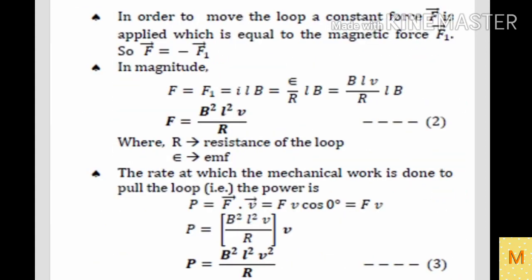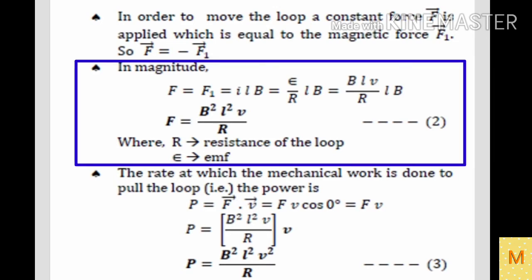In order to move the loop, a constant force F vector is applied which is equal to the magnetic force F1 vector. So F vector is equal to minus F1 vector. The magnitude form of this equation can be written as F is equal to F1 which is equal to ILB. Here I is replaced by epsilon by R. So that the equation becomes epsilon by R into L into B.